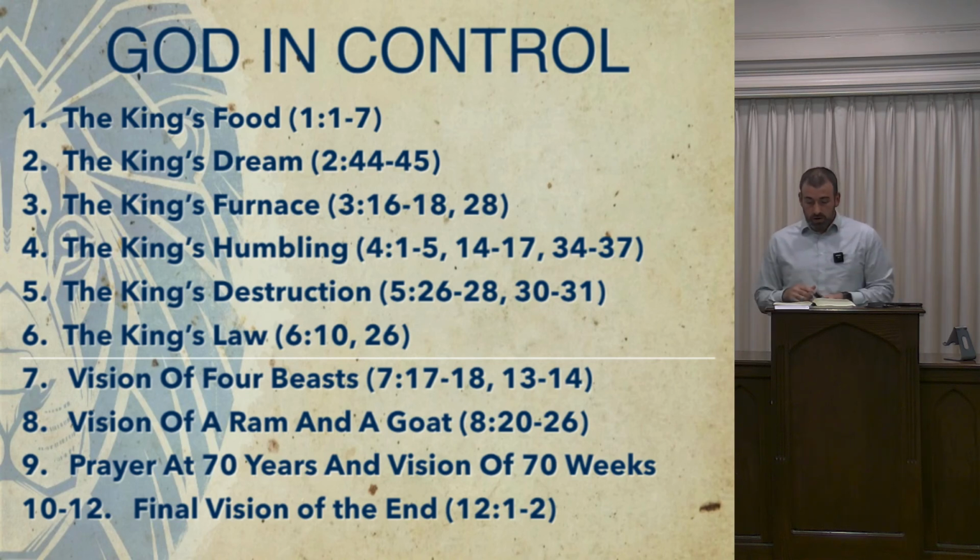In chapter 12, it says, "At that time shall arise Michael, the great prince, who has charge of your people, and there shall be a time of trouble such as has never been since there was a nation till that time. But at that time your people shall be delivered. Everyone whose name shall be found written in the book. And many of those who sleep in the dust of the earth shall awake, some to everlasting life, and some to shame and everlasting contempt.